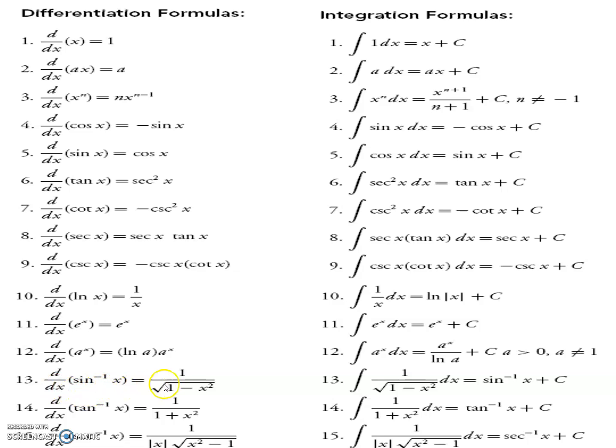Derivative of sin inverse x is 1 upon under root 1 minus x square. Integration of 1 upon under root 1 minus x square dx is sin inverse x plus c. Derivative of tan inverse x is 1 upon 1 plus x square. Integration of 1 upon 1 plus x square dx is tan inverse x plus c. Derivative of sec inverse x is 1 upon x under root x square minus 1. Integration of 1 upon x under root x square minus 1 dx is sec inverse of x plus c.